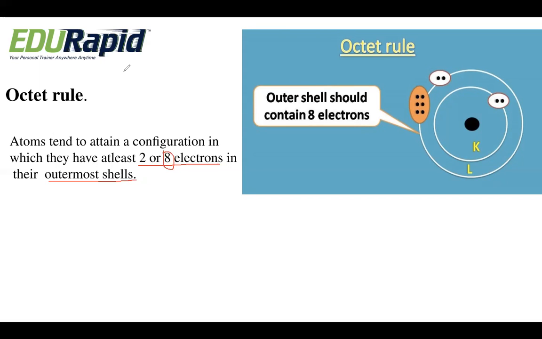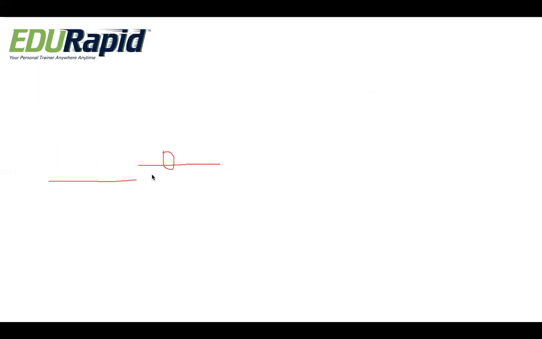It is called what? Octet configuration. This octet rule was given by the scientist Lewis. So he has told that this rule is followed by almost all the atoms to obtain stability in nature. So this is called the octet rule.